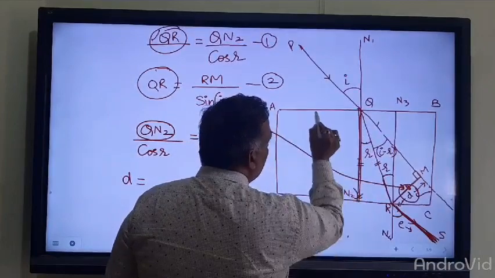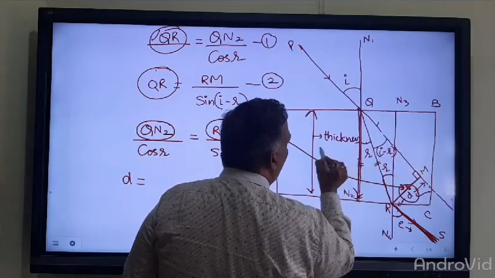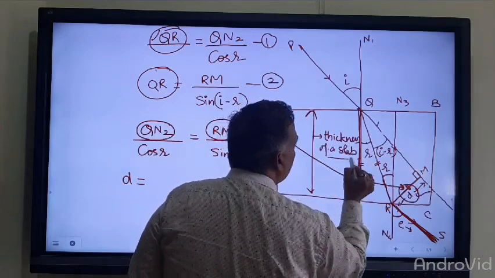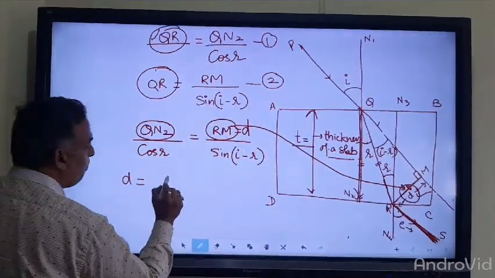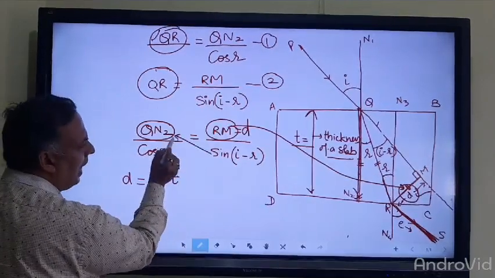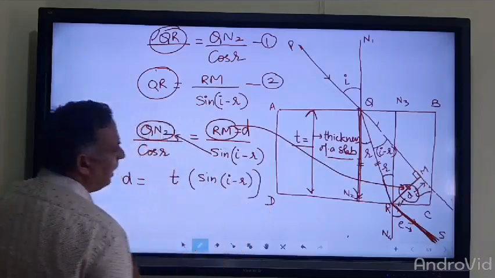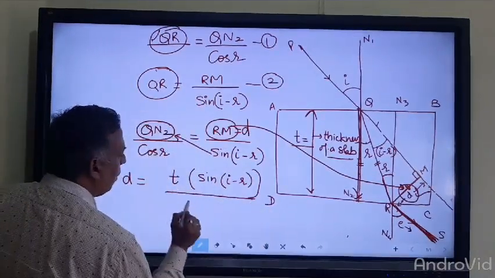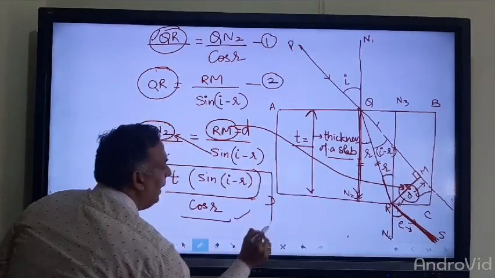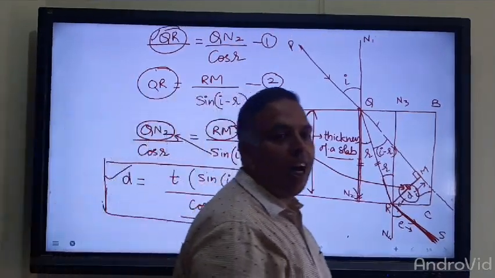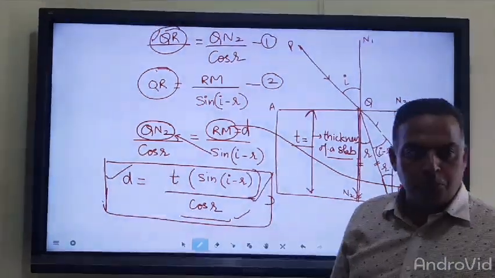This is the Q and 2, which we are saying is the thickness of a slab. This is denoted as D. So Q and 2 is equal to D. So sine (i minus r) can be multiplied on this side upon cos r. So lateral displacement comes to be D into sine (i minus r) upon cos r. So this is another formula for lateral displacement.